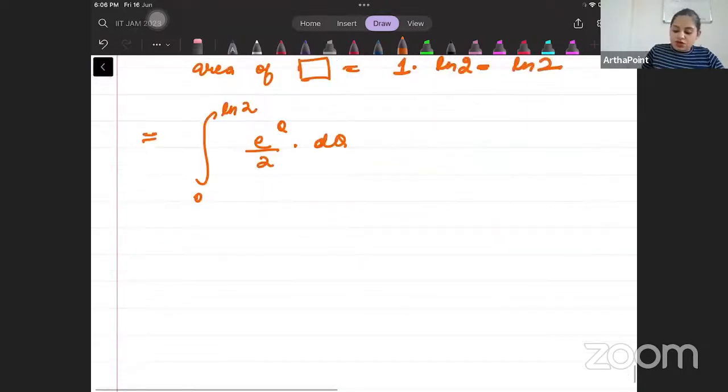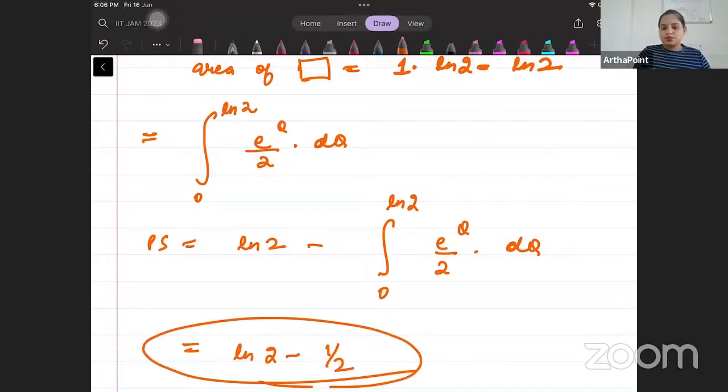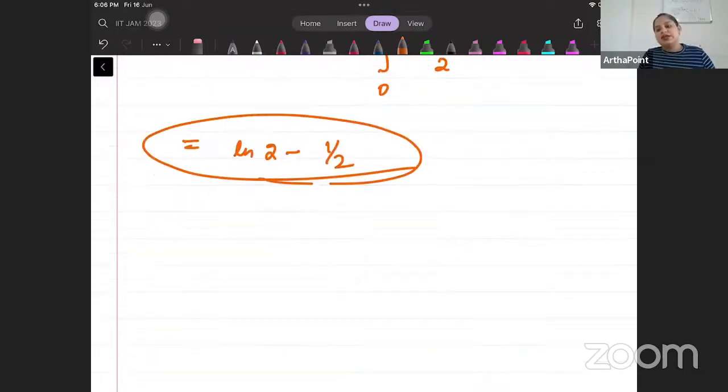So what will be producer surplus beta? It will be ln 2, the area of the square, minus the integration of e to the power Q by 2 dQ. I'm leaving the integration to you. Just solve this. I am telling you that the final answer will come this. This will be your answer. Okay? This will be your answer. I hope this is clear.